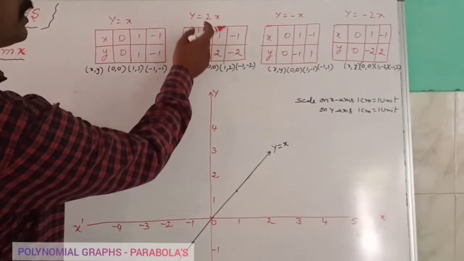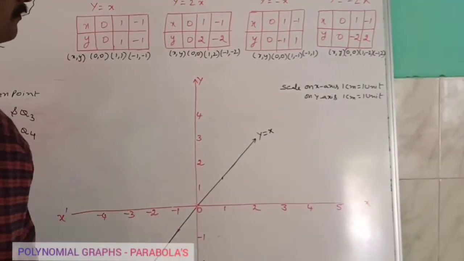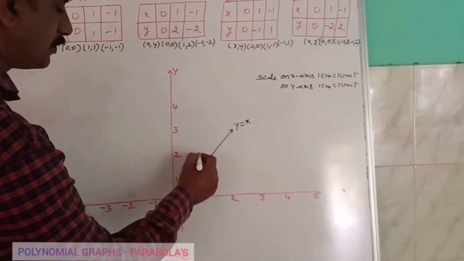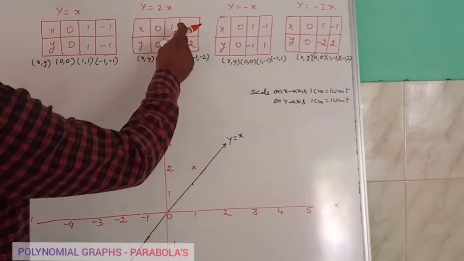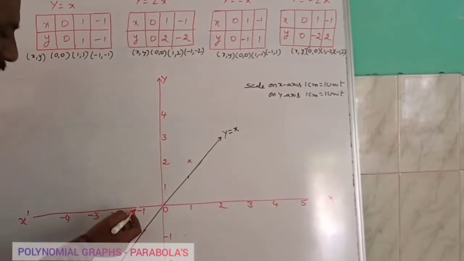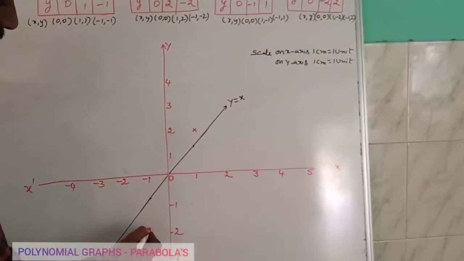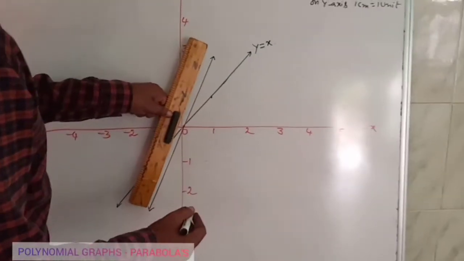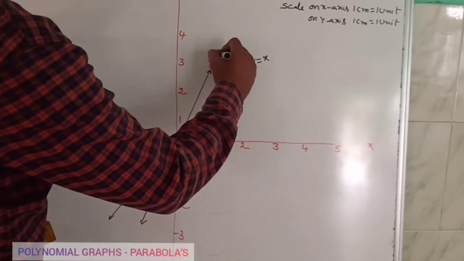Next, mark the y equal to 2x points. 0, 0 is this point, and 1 comma 2: x value 1, y value 2. Next, minus 1 comma minus 2: minus 1 on the x-axis, minus 2 on the y-axis. Here are the values, and join these 3 points. Join these points, the straight line name is y equal to 2x.